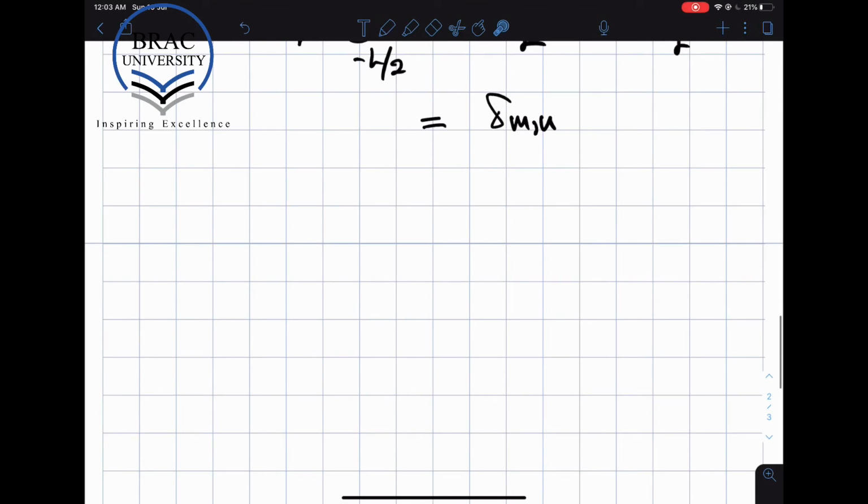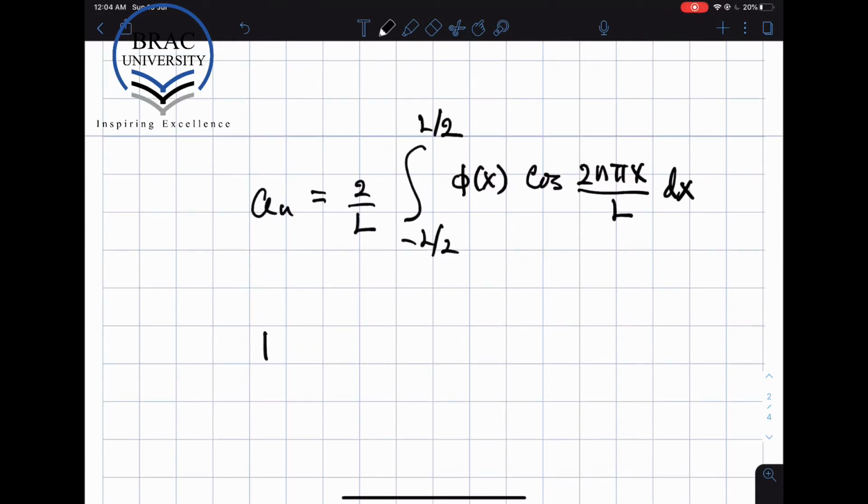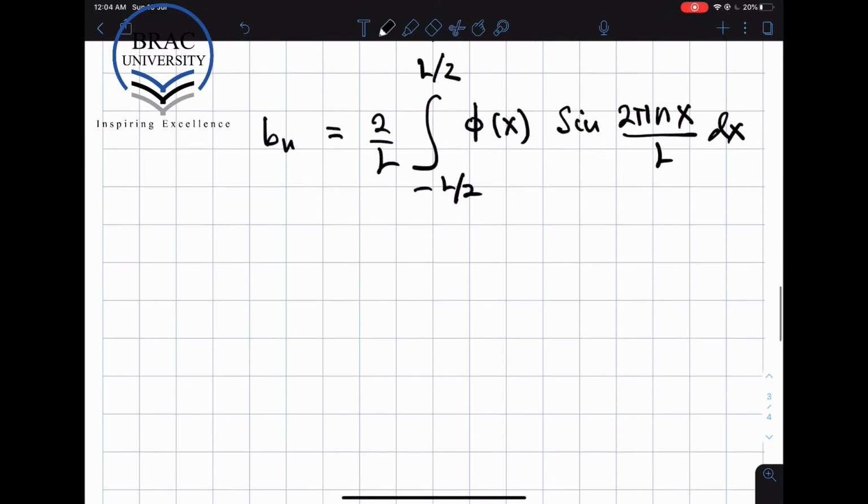And if you do that, then the an coefficients are given by 2 by L times the integral from minus L by 2 to plus L by 2 of the function phi of x times cosine of 2n pi x by L dx, and the b coefficients are given by 2 by L, integral from minus L by 2 to plus L by 2 of phi of x multiplied by sine of 2 pi n x by L dx. Right.